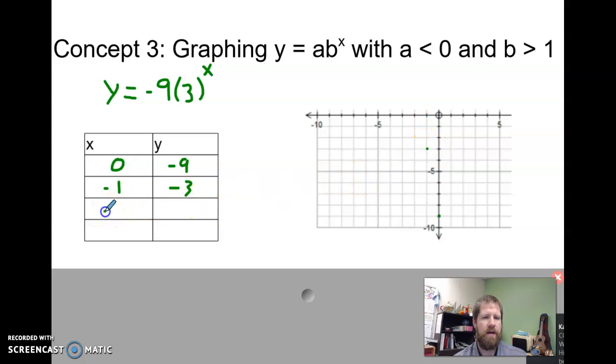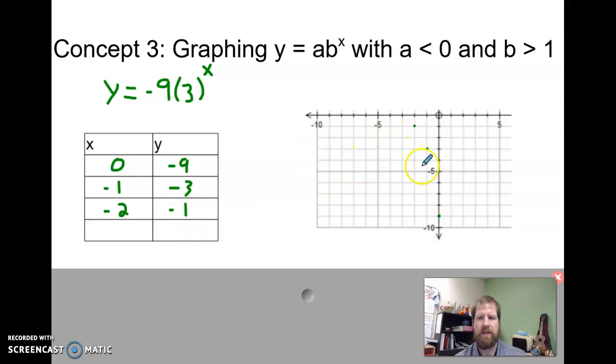Okay, at negative 2, we have a negative 1. So negative 2, that would be a 1/9 here. And 1/9 times negative 9 gives me negative 1.